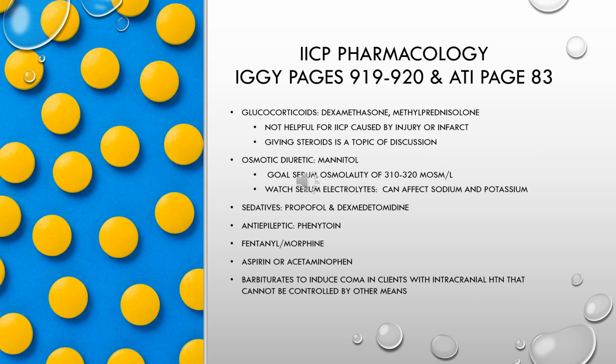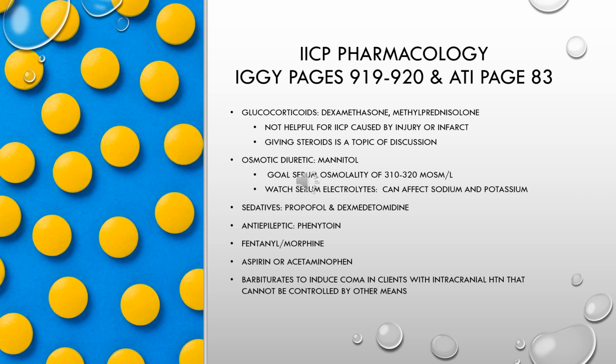So some pharmacological agents that are used to help with regulation of increased intracranial pressure are things like some of your steroids, like methylprednisolone or dexamethasone. And one thing to note here is that they typically are not really helpful in ICP caused by injury or infarct. So these are things that would be used more for meningitis to help decrease the inflammation of the meninges, kind of thing.